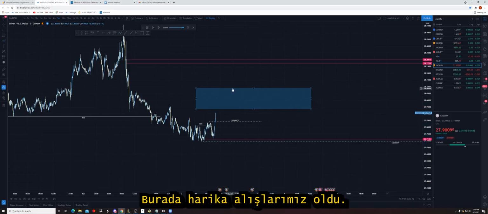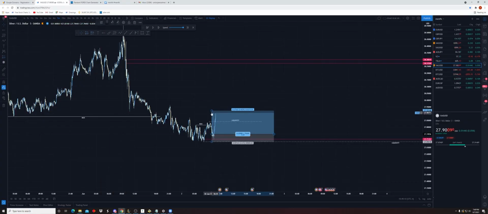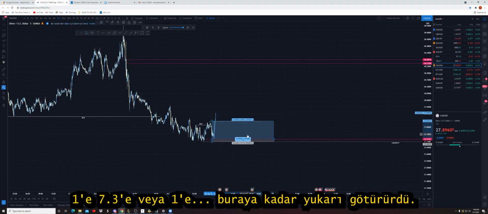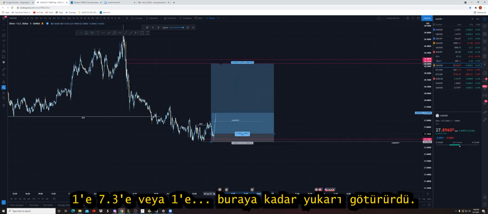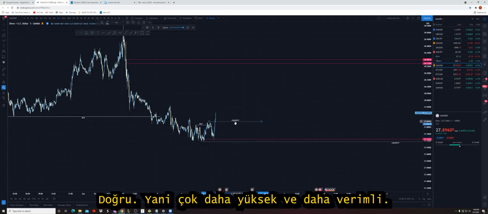We've had amazing buys inside of here if you took them, right? Again, we refined a zone that would have taken you about 1 to 1.7 into a 1 to 7.3, or a 1 to up into here if we do hit this refinement zone, or you could target the MentFX block 1 to 7 into a 1 to 23, right? So much higher and more efficient.